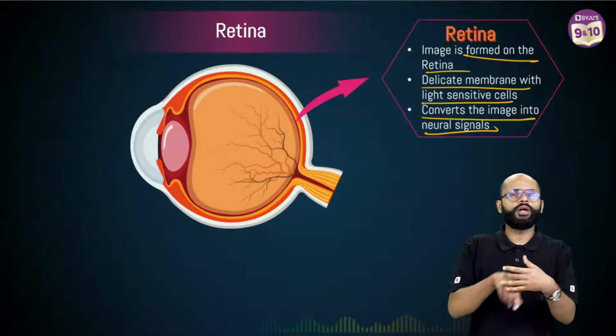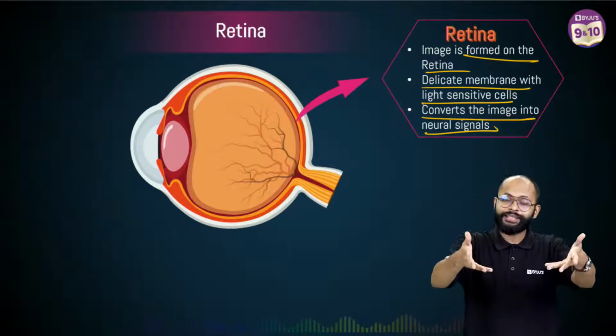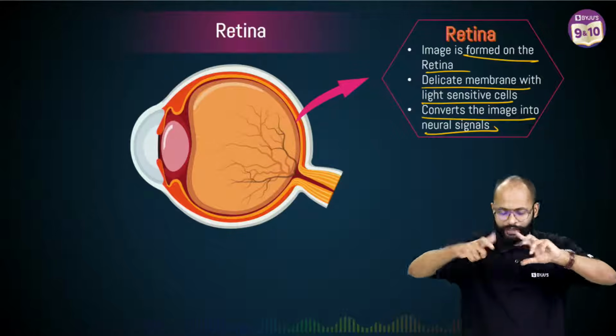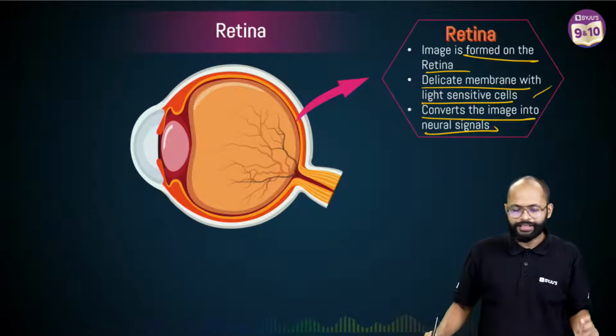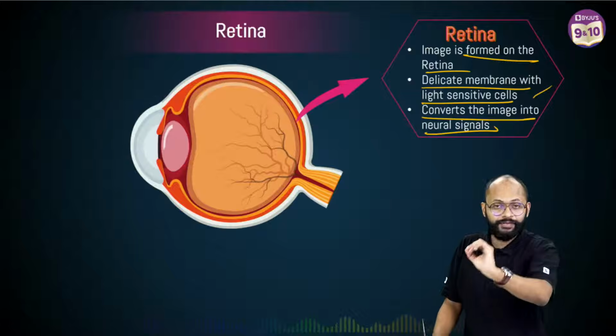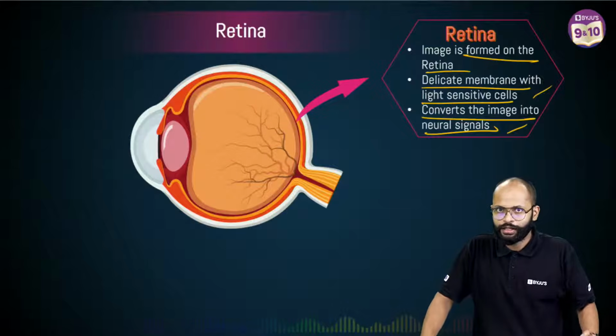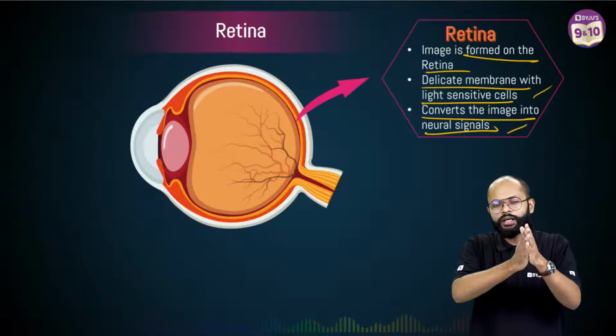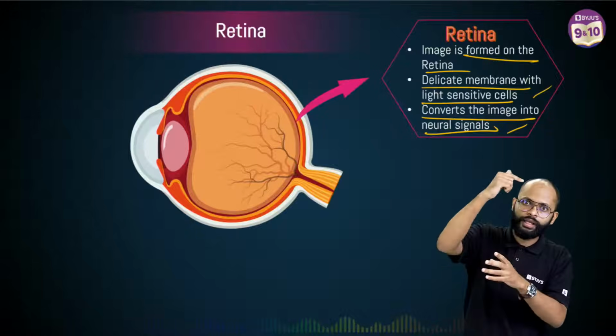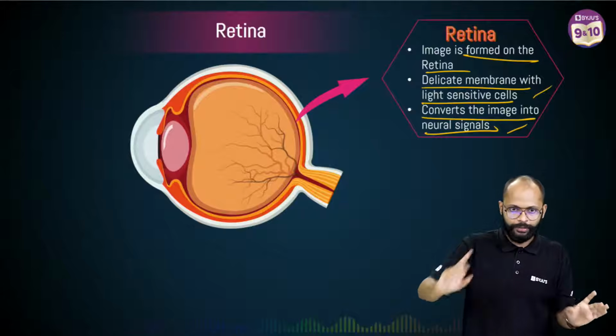Image is inverted, that's true. Our brain takes care of the inverted image and makes it upright. The retina has a delicate membrane and light sensitive cells. It converts the image into neural signals. Whatever image is formed on the retina, the electrical impulses go to the brain and the brain makes sense of it.